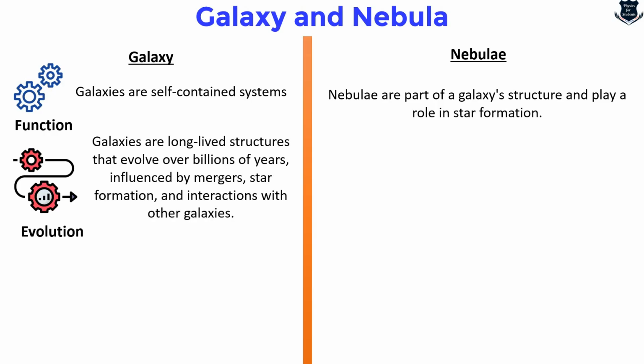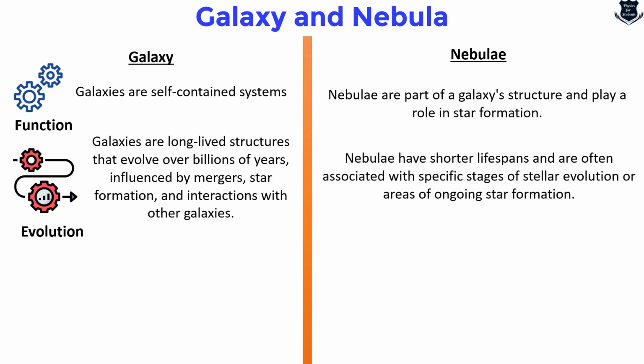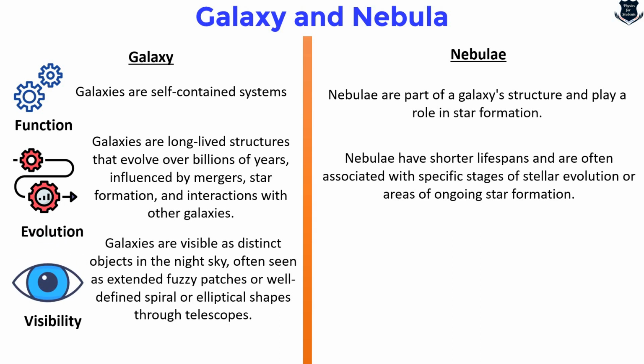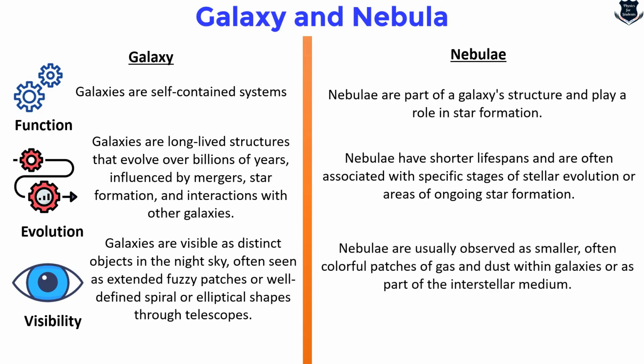The evolution process tells that galaxies live much longer. That means they evolve over billions of years, influenced by mergers, etc. This has got very shorter lifespans compared to that of a galaxy, with specific stages of stellar evolution. If you talk of the visibility, then yes, you can see by telescopes a fuzzy patch or well-defined spiral. You can see the outer arms of elliptical galaxies. But nebulas are usually observed as smaller, or I would say colorful patches. It is difficult to observe.